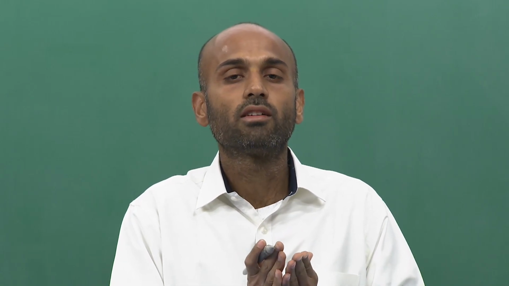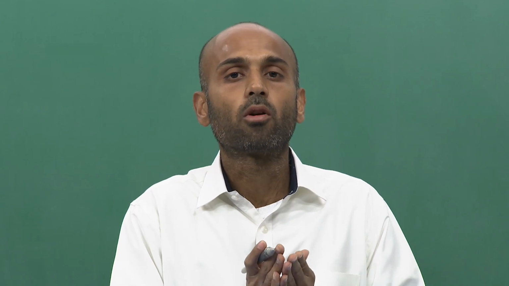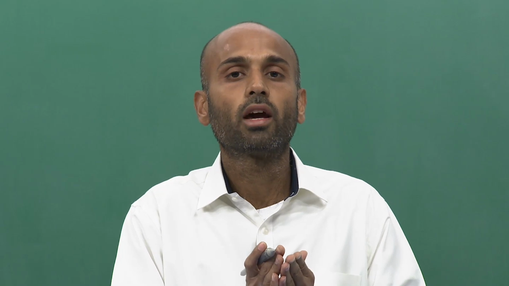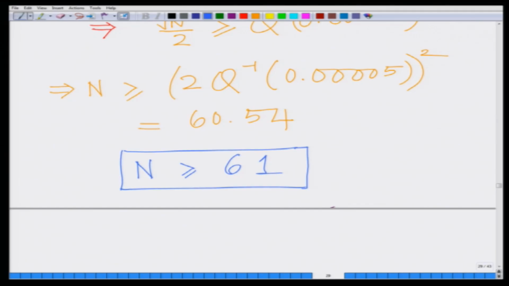The reliability here is that we want the estimate h hat to lie within a sigma by 2 radius of the true parameter h, and what we are saying is that this has to happen with a probability greater than or equal to 99.99%, or 0.9999. Then the minimum number of samples capital N that is required is basically 61 samples.